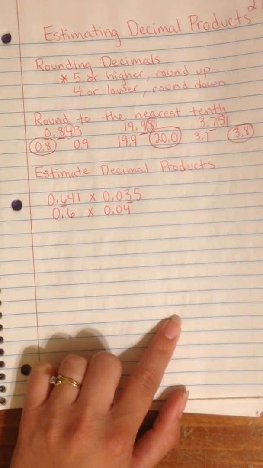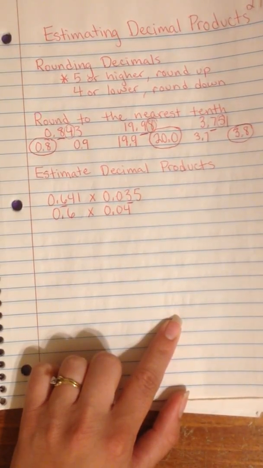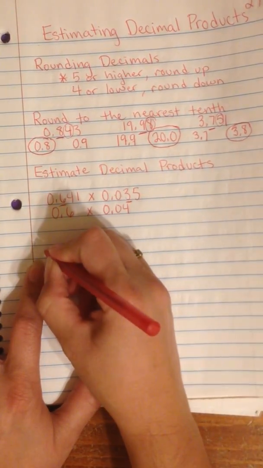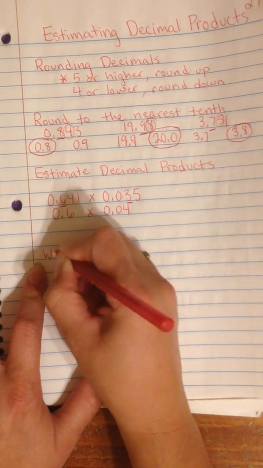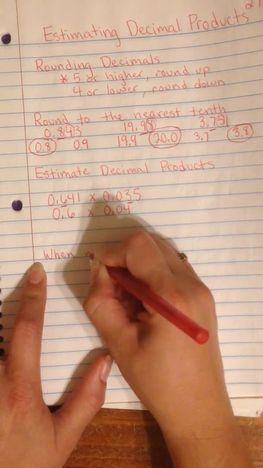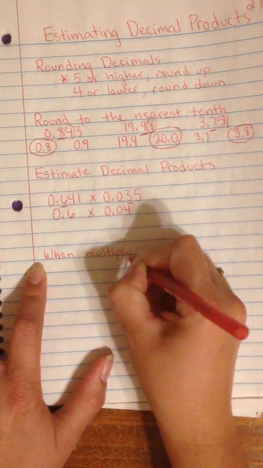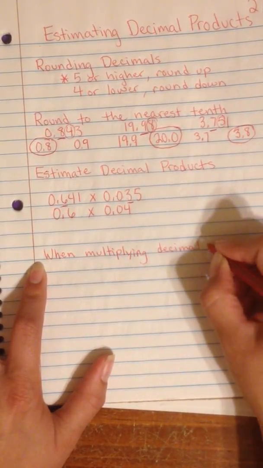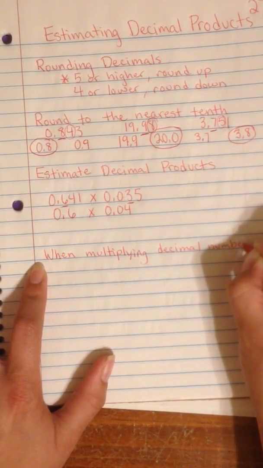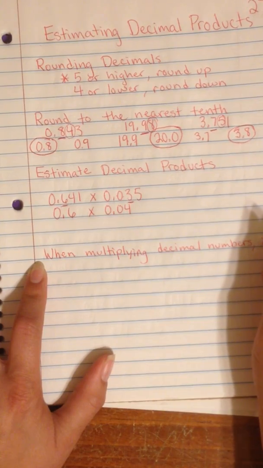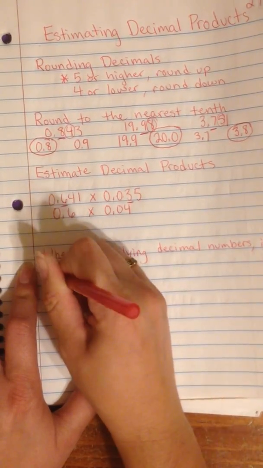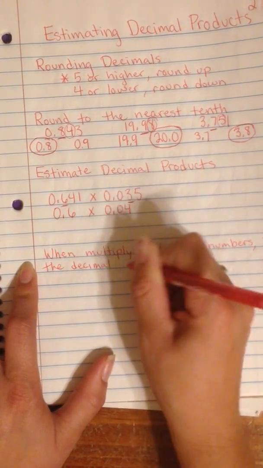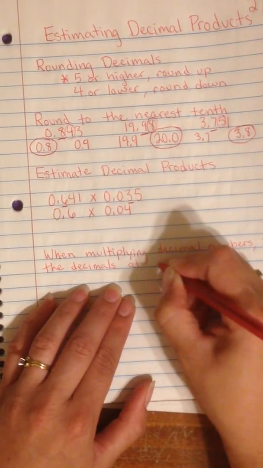Now, there's something important you need to remember about multiplying decimals. You learned it in 5th grade, but many times we forget it. I want you to skip 2 lines, and I want you to write this note. When multiplying decimal numbers, ignore the decimals at first. Not ignore them the whole time, just at first. Ignore the decimals at first.